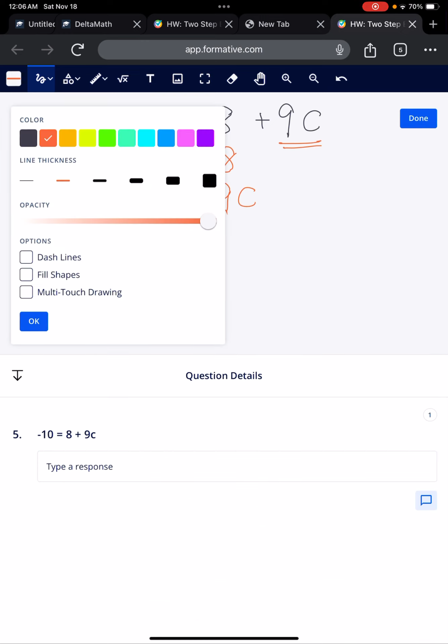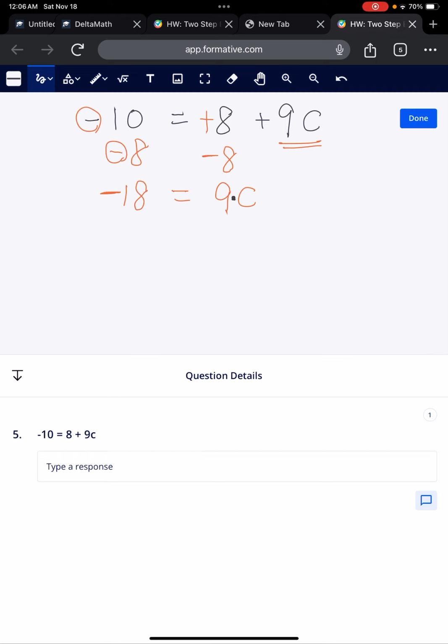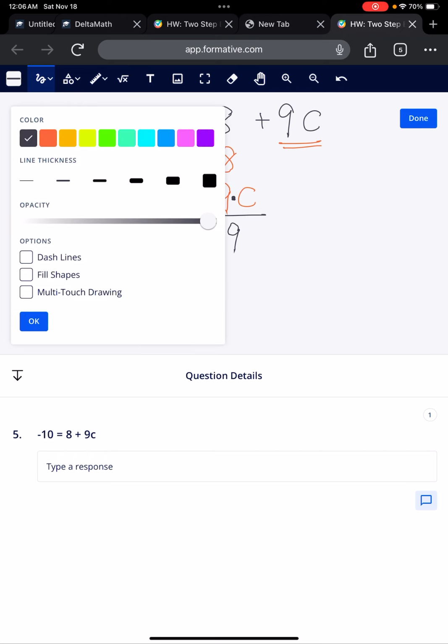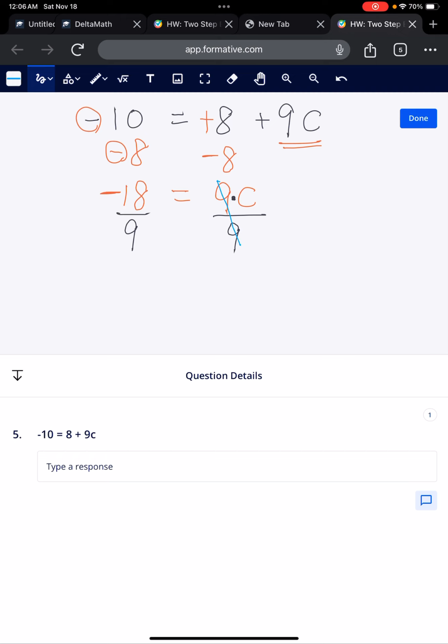So 9 and C are multiplied. To get rid of the multiplication, you need to divide both sides by 9. Then you can get rid of 9 and 9, and you'll be left with just C on the right side. On the left side, negative 18 divided by 9 is negative 2.